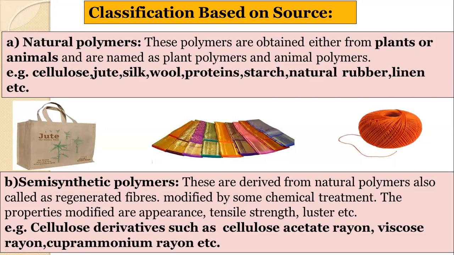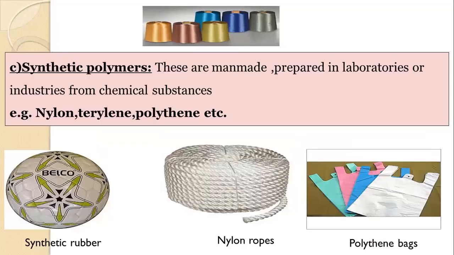And the examples are cellulose derivatives such as cellulose acetate, cellulose acetate rayon, viscose rayon, cuprammonium silk, cuprammonium rayon. All these examples are semi-synthetic polymers. Only chemical treatment is given to the natural polymers. Then see, this is an example of semi-synthetic polymers also. This diagram is shown, this picture is shown.